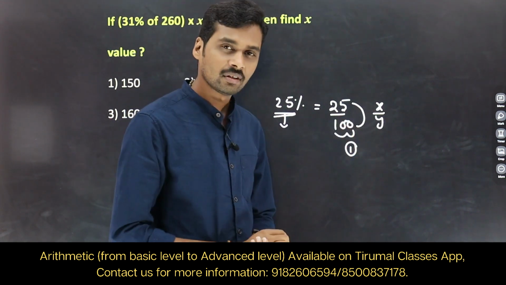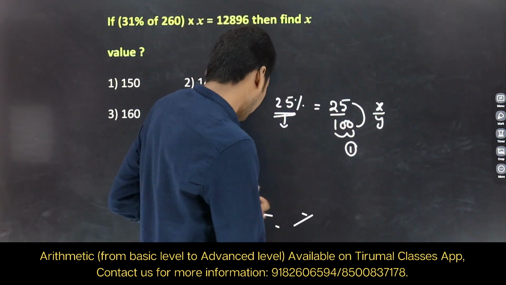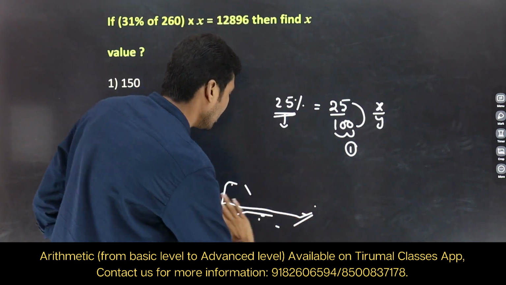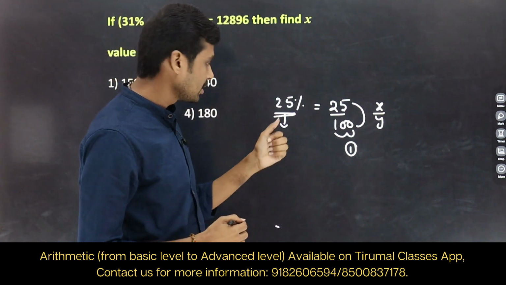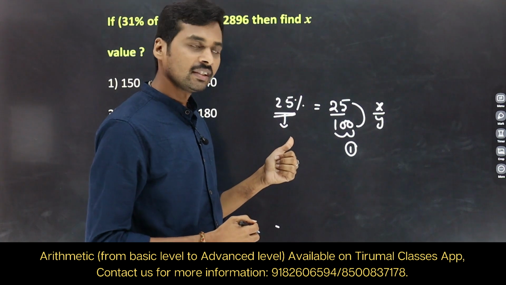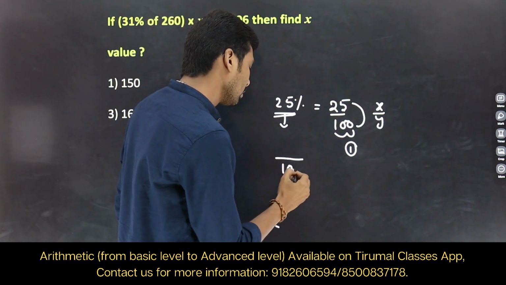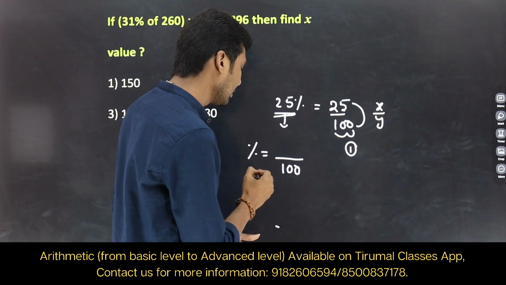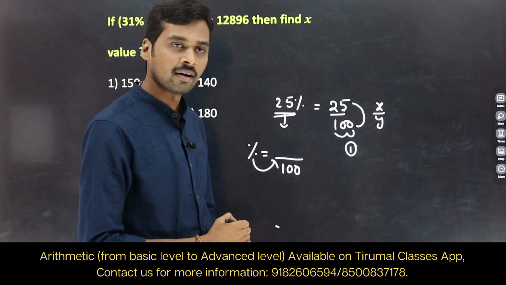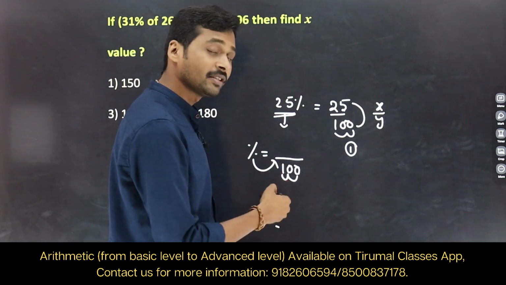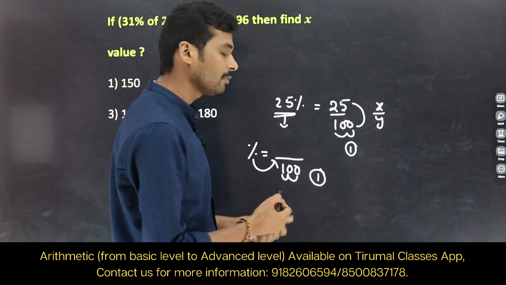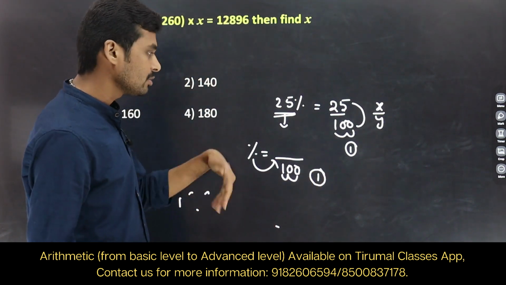Already it is 1. So percentage is nothing but divided by 100. Whenever the percentage symbol is given, that is always like divided by 100. What is the ds sum? 1 plus 0 plus 0 means 1 only. So it is always 1.